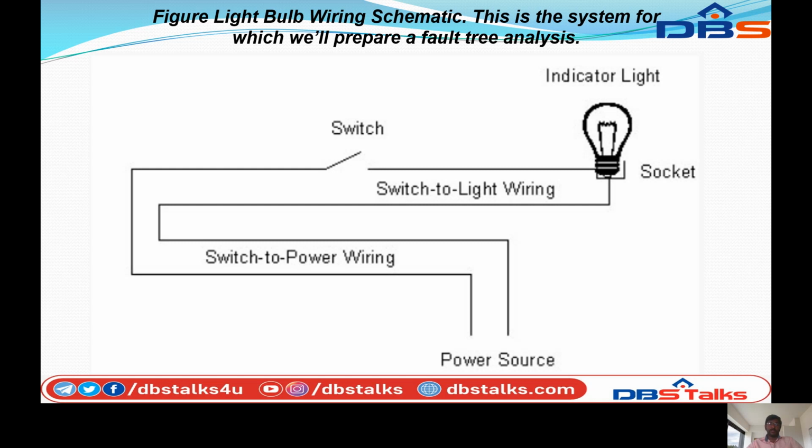So this is an open system. Once it touches the horizontal line, this is a closed system. When the closed system occurs, the current passes through the positive side to the negative side, and the light will glow. So this is the schematic representation for the bulb wiring system.